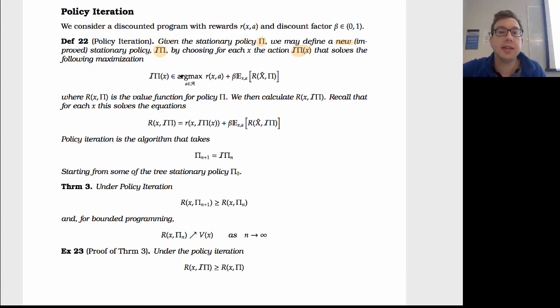Essentially I do what I said I was doing before. I take the action that maximizes the reward over the next step plus the reward I got from the old policy. So what's that saying? I can choose any action that I like for the first step, but then afterwards I have to follow the other policy. That's exactly what we were doing before.